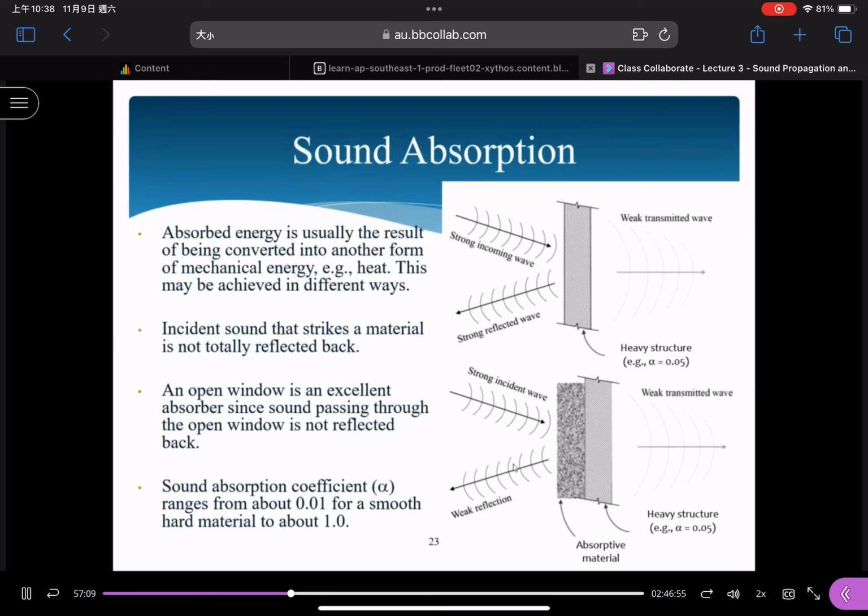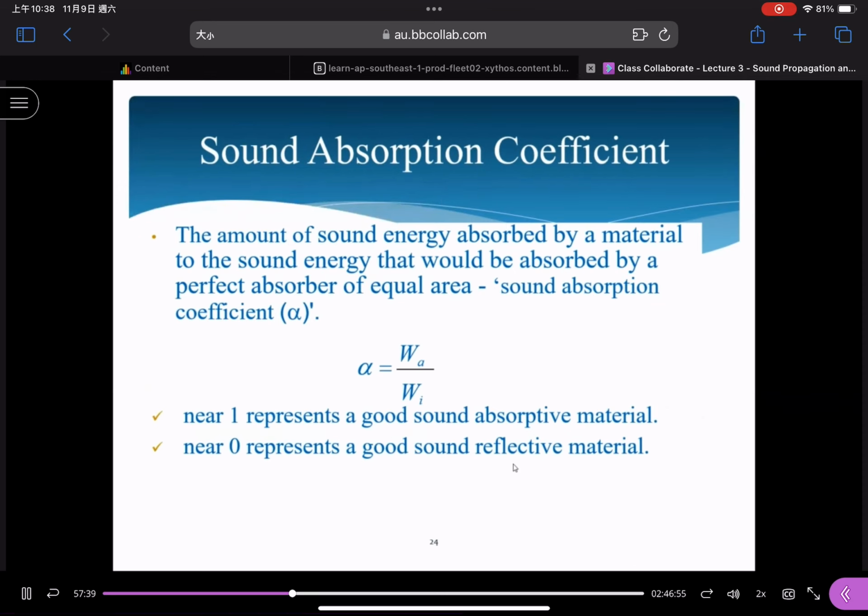When we install absorptive materials attached to this heavy structure, most of the energy could be absorbed. Only a few portions of energy could be reflected. At that time, the absorption coefficient of these materials is far away from 0. It's closer to 1. So we use this parameter to define the effects of the absorptive materials. When it is equal to 1, this is a highly absorptive material. If it is closer to 0, it is a highly reflective material.